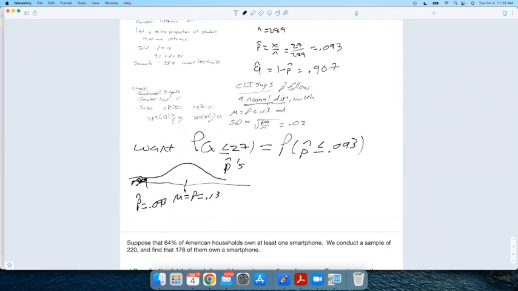Drawing a picture is a required step. Pretty much everything you're seeing me write right here is required. This line here is not required, but everything else is. So it's a normal model problem. We find our z-score: the one I want, minus the one in the middle, divided by that standard deviation we just found.